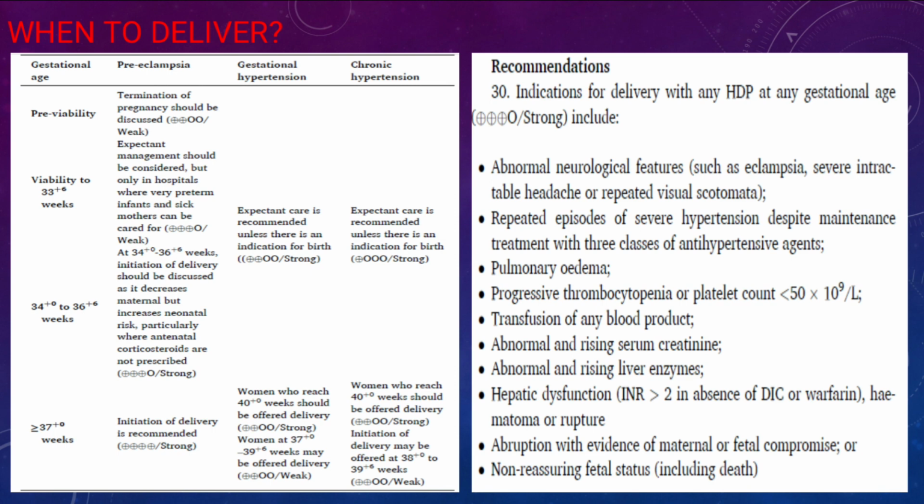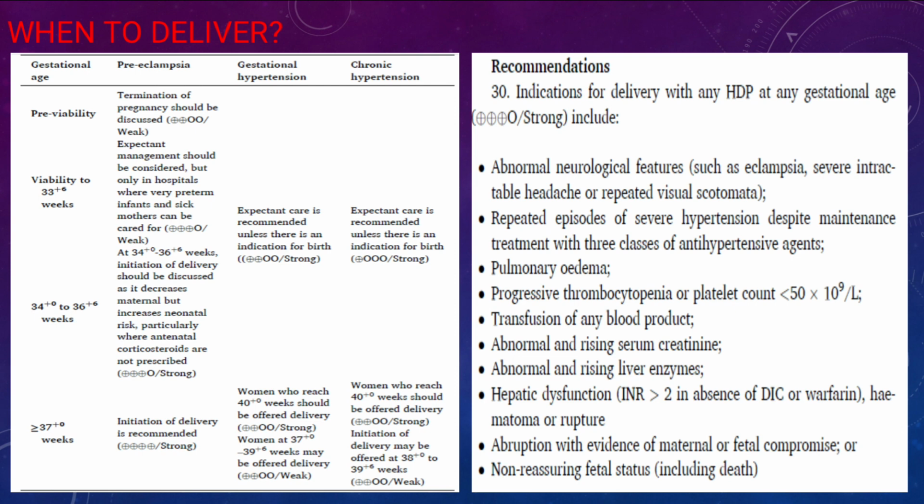When to deliver, by gestational age: if there is pre-viability, that is, termination of pregnancy should be considered before viability, before 24 weeks. Expectant management should be considered, but only in hospitals where NICU facility for the infant is easily available, and from viability to 34 weeks onwards you can offer delivery. If it is gestational hypertension or preeclampsia, you can discuss maternal and increased perinatal risk if you deliver early. Expectant care till 37 weeks.